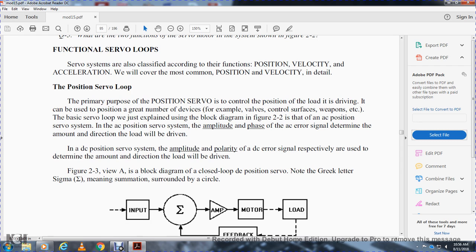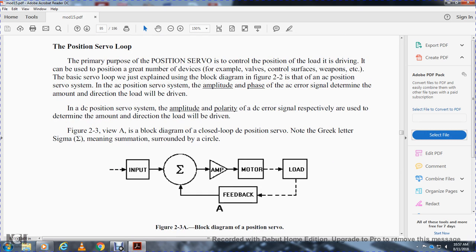The servo loop is explained with the block diagram in the figure. In an AC position servo system, the amplitude and the phase of the AC error signal determine the amount and the direction the load will be driven. In a DC position servo system, the amplitude and polarity of the DC error signal respectively determine the amount and the direction the load will be driven. Figure 2-3 view A shows the block diagram of a DC position servo. Note that the Greek letter sigma means the summation, surrounded by the circle.